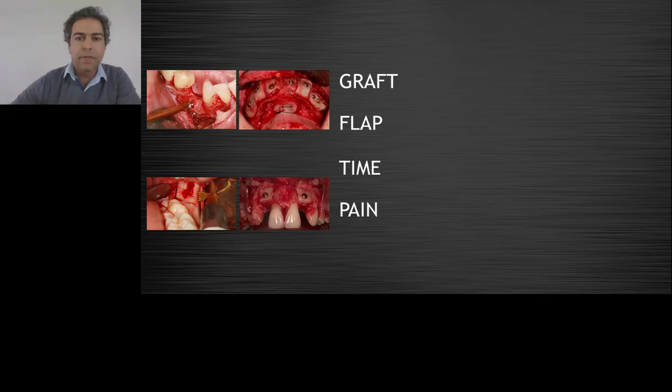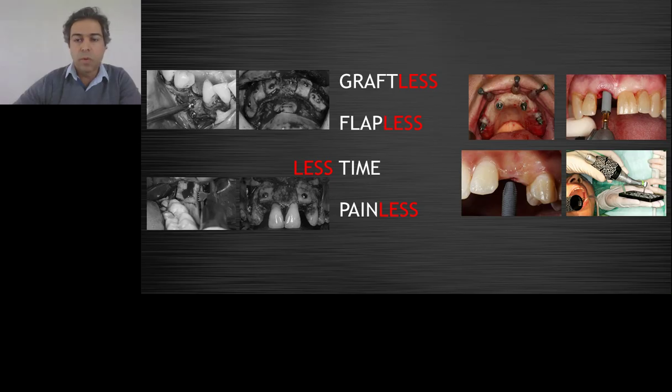So things have changed. In the past, we used big grafts. We needed big flaps. We needed lots of time to do these rehabilitations, with big morbidity. But now we are in a different era. We want to go graftless. We want to go flapless, with less time and less pain for our patients. So we want to treat our patients better, faster, and more comfortably. And for that, we are using digital workflows and technology.